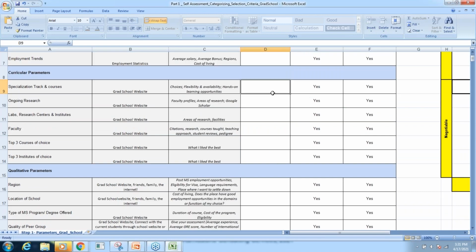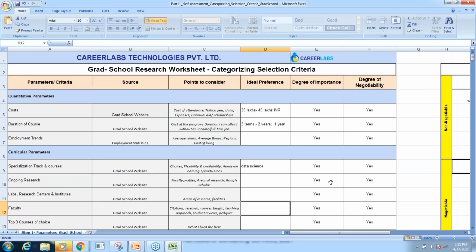As simple as that. So here you can say that I want data science. Okay, these are something that has to be mandatory, and so on. Okay, so let's look at this. So then what happens after you start listing down all the courses and all the other parameters or ideal preferences, you then start looking at the importance of it. So some of you might say cost is a very important parameter. So you might say, yes, it is important.